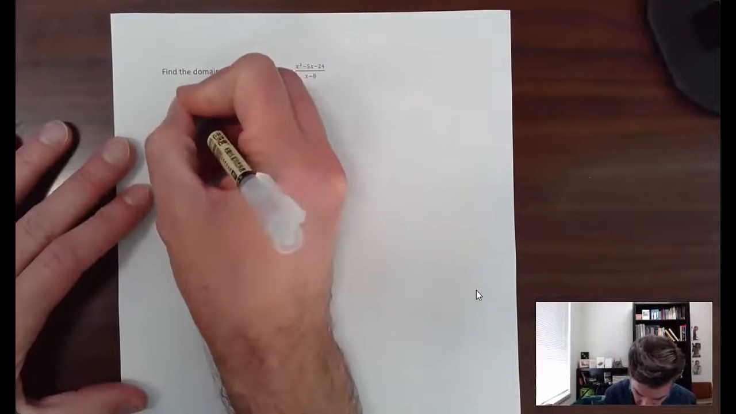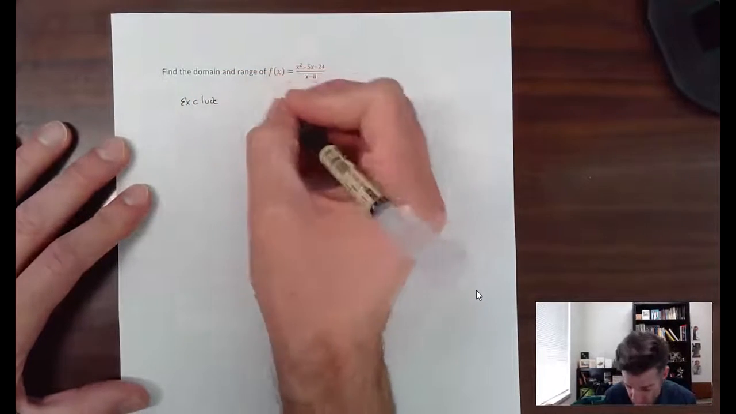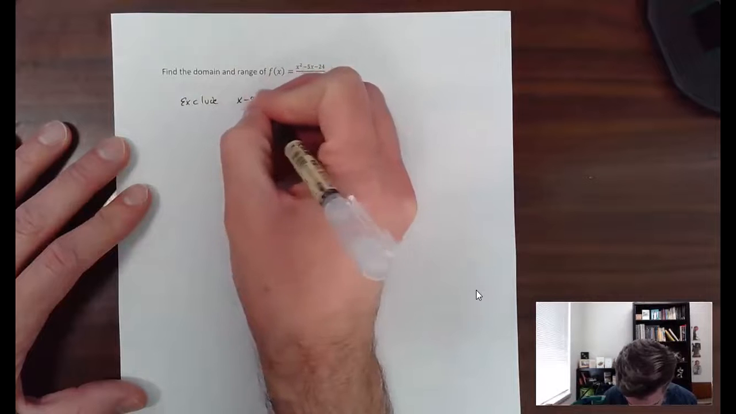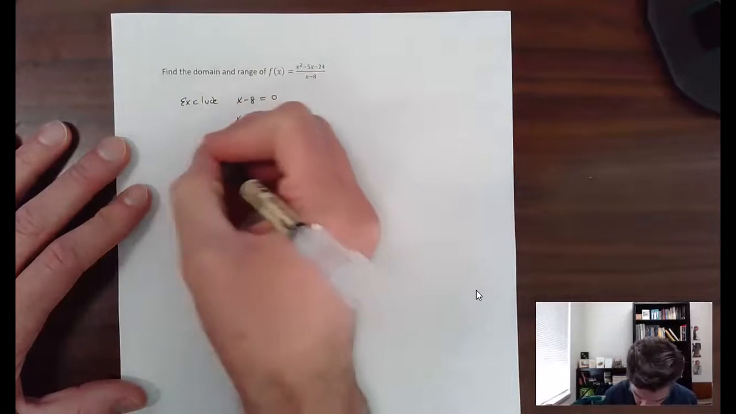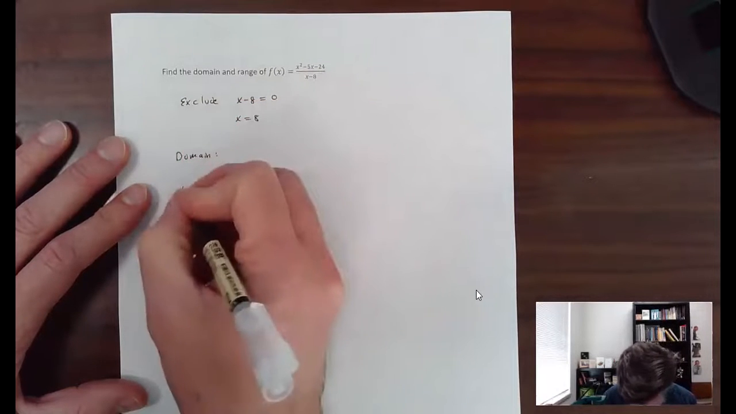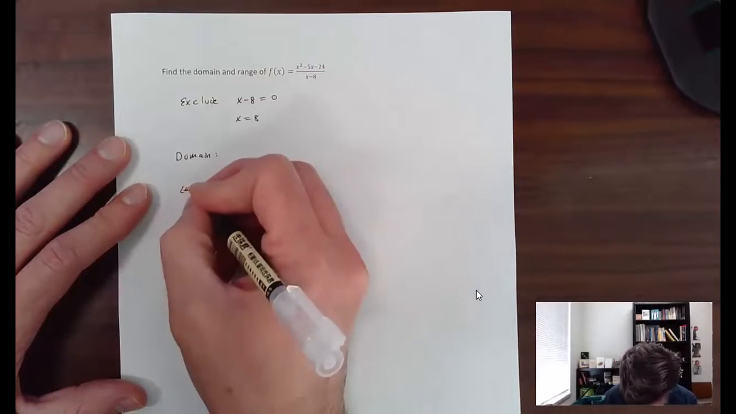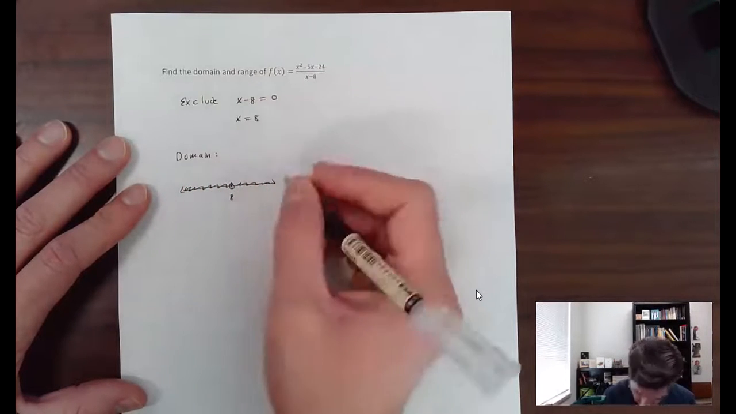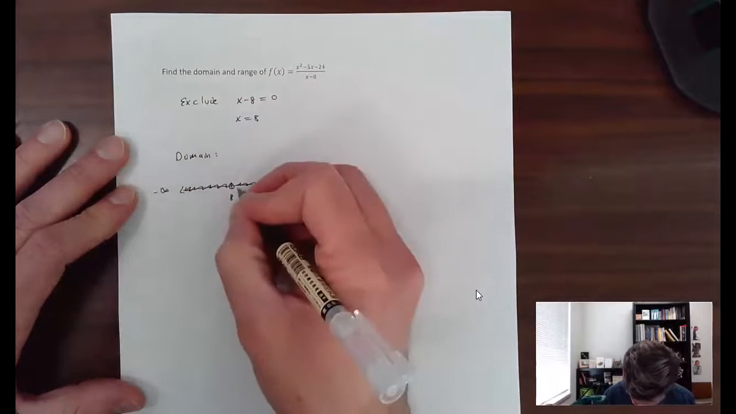If we look to exclude the denominator equal to 0, we don't want x equal to 8. So our domain is everything but 8. We can draw a little number line if you want. There's 8. We don't want it. We want everything else. So it means everything from negative infinity to 8 exclusive and 8 to infinity.